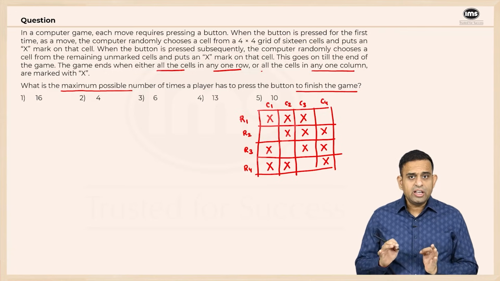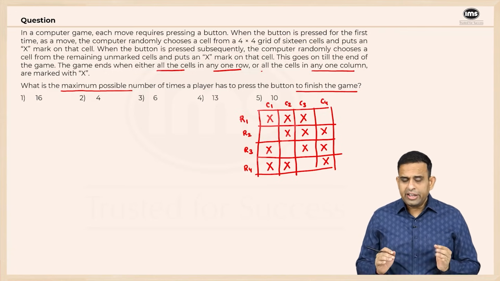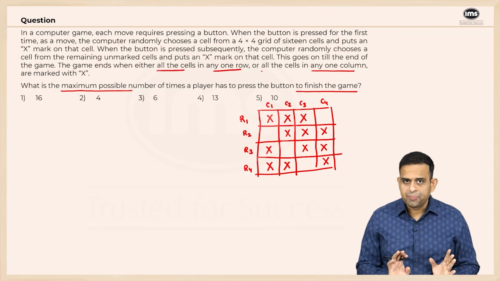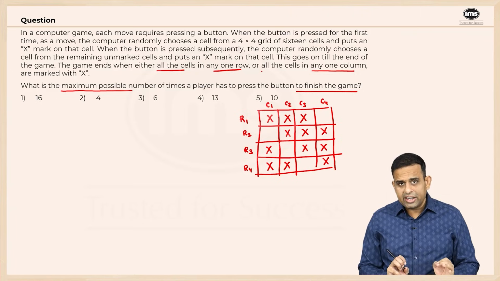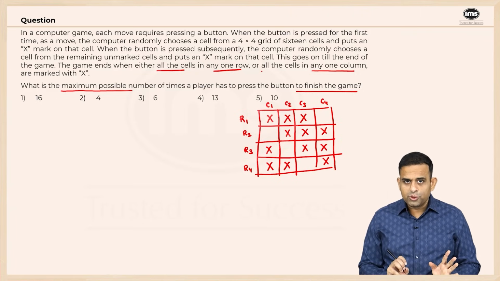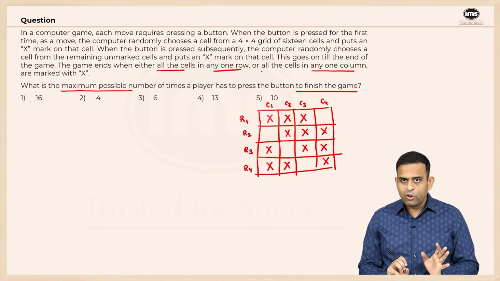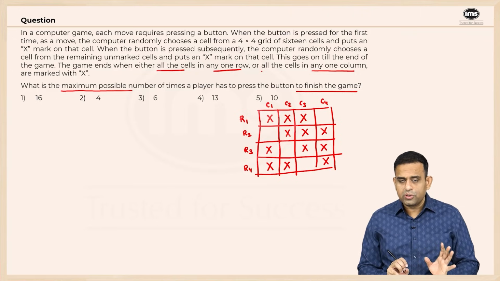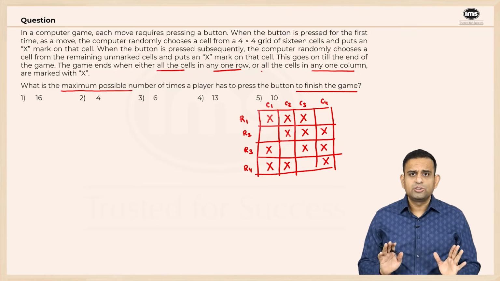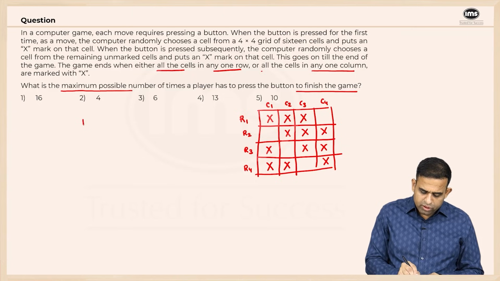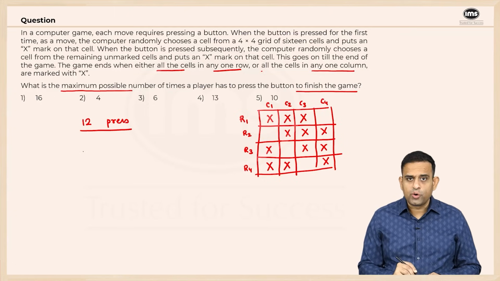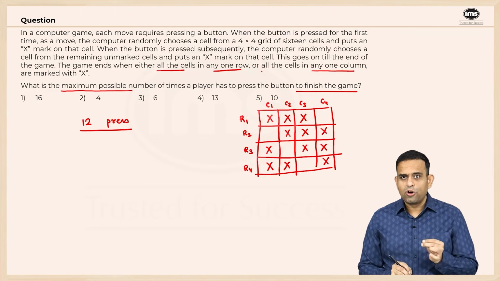So you can see, from the row perspective, each row contains 3 X's. Also, column number 1 contains 3 X's, column number 2 also contains 3 X's, column number 3 also, and column number 4 also, and the game has not been over at the moment. So far we have pressed 12 times, and the game is not over yet. Now we have 4 slots remaining.